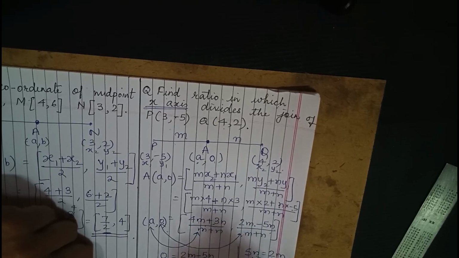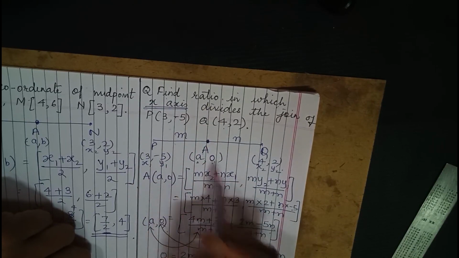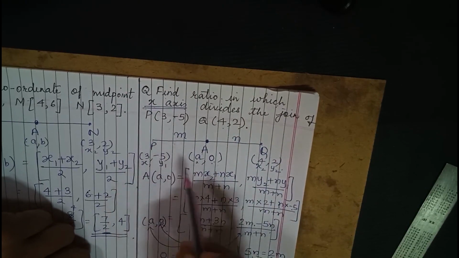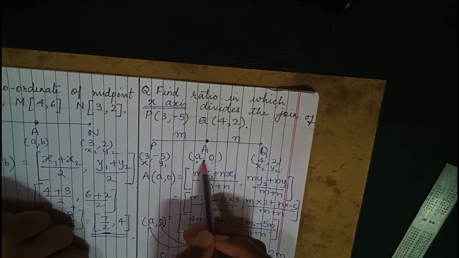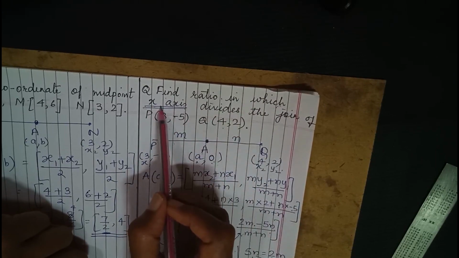So again, you can see the question was the same. That is, the point is given, some part of it is given, and we are supposed to find the ratio. But the wording of the question changes. Rather than directly giving the coordinates of this point A, it was mentioned that it is on the x-axis.